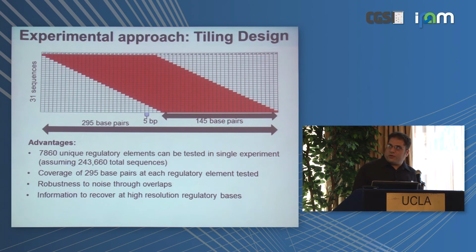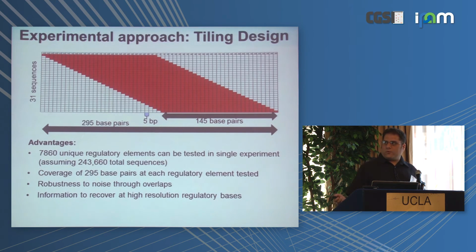So the design strategy that we converged upon turns out to be a fairly simple design, but if you analyze it the right way computationally, it turns out to be quite powerful. So what we do is we take a regulatory region we're interested in testing, and I'll tell you how we selected those regions soon, and we tile them with 31 reporter sequences in 5 base pair increments. Each reporter sequence that we're testing is 145 base pairs. So we have 295 base pairs of the regulatory region.